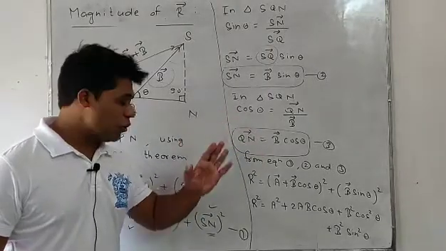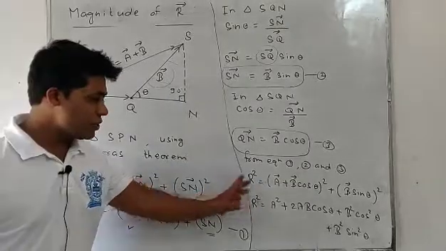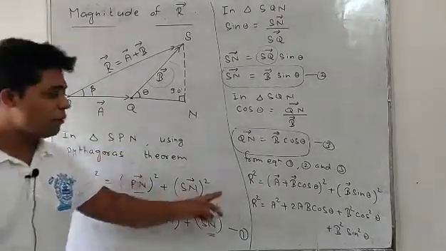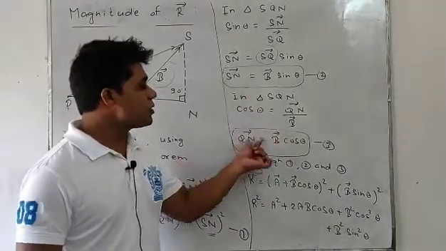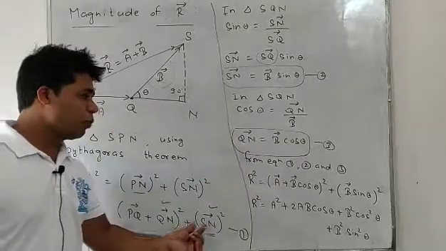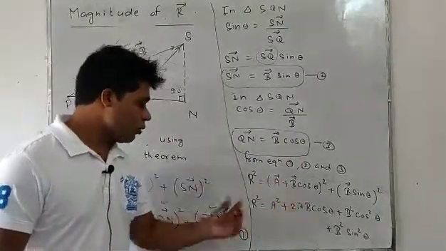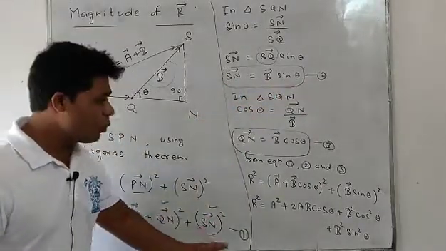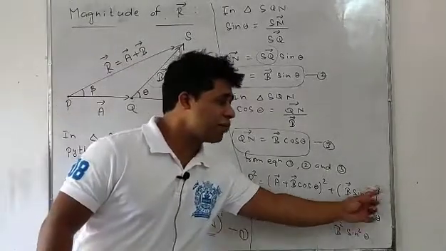So we'll put all those values in equation number first. Look at the first equation. R square as it is. PQ is representing the vector A, so there comes A. Qn we have as B cos theta, here I am going to put B cos theta. Then the plus sign as it is. Sn we found as B sin theta, here I am going to put the value of Sn, B sin theta, and then the square will come.